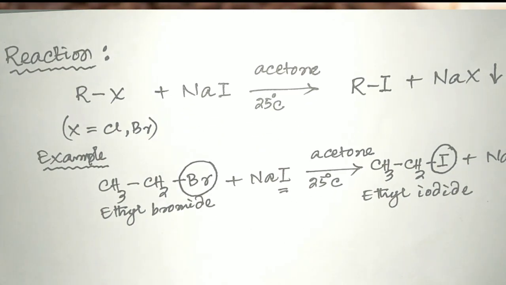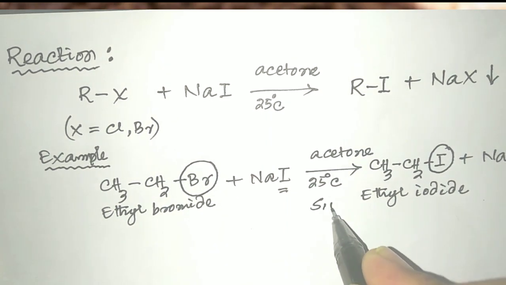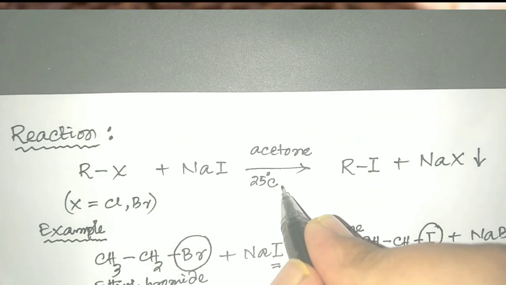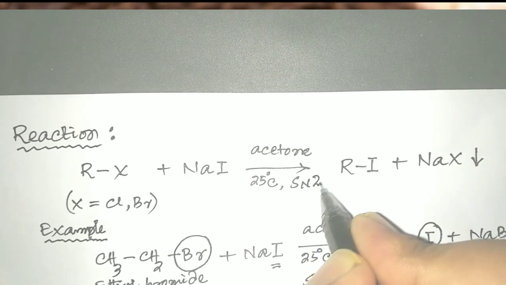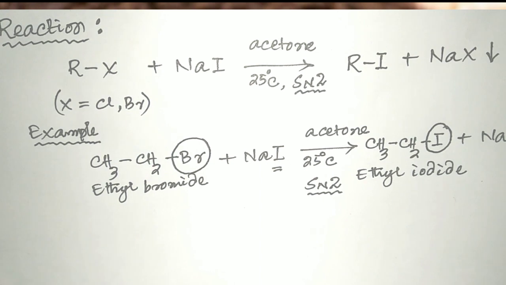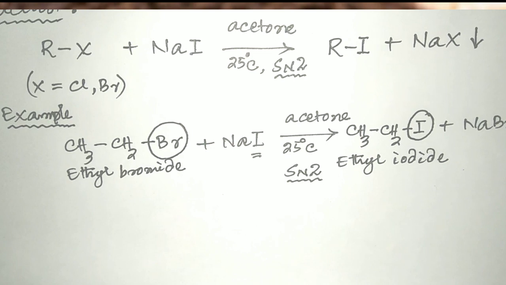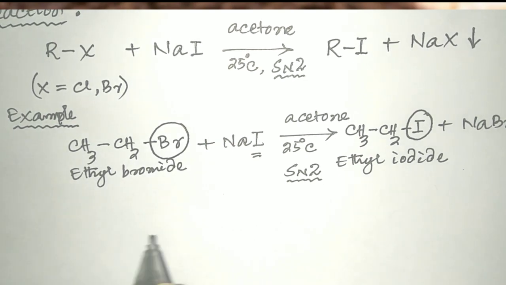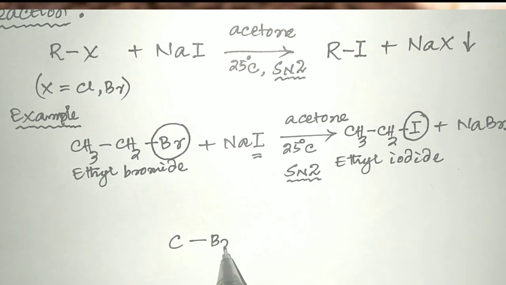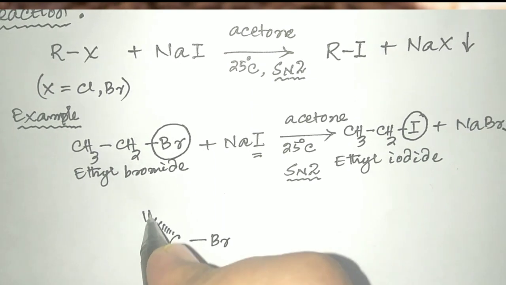And as I have told you, the mechanism of this reaction is SN2, substitution nucleophilic bimolecular. In the general equation also we can mention the mechanism of this reaction. This is SN2, right? As we have known, SN2 reactions involve inversion in configuration. So we can apply the concept here by taking the same example, the three-dimensional presentation of the same molecule, ethyl bromide, that is to be done here.